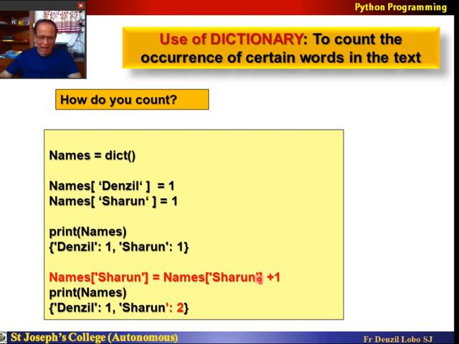Now, I am adding 1. So, name Sharon is equal to name Sharon plus 1. So, I am adding one more name to this list, and if I print names, automatically Denzel is once and Sharon is appearing twice. So this is how we increment the value of a particular key. By doing this one plus the 1, I am incrementing the value of this key by one. So this is a very important algorithm, incrementing the value of a given key.